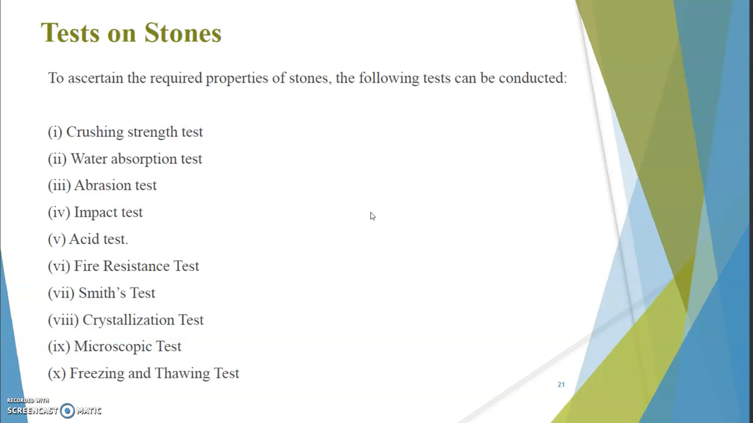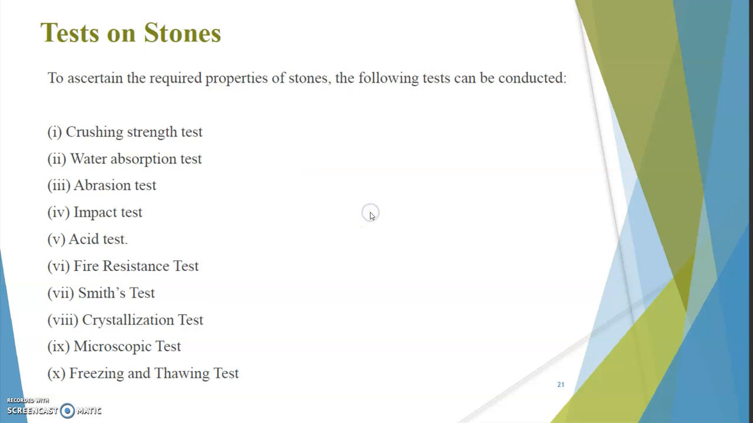For example, in very cold countries and harsh climate areas, when we need to build a structure, the structural component should be protected. So certain types of stones would be preferred, and those stones are expected to have high freezing and thawing resistance characteristics. So these are all the tests which will normally be conducted on stones.